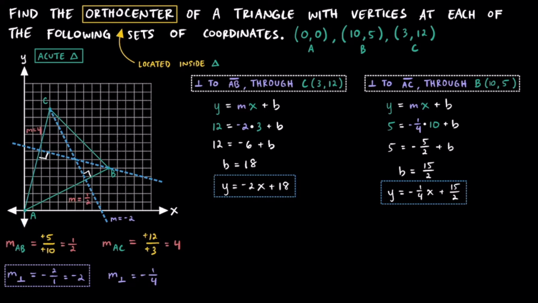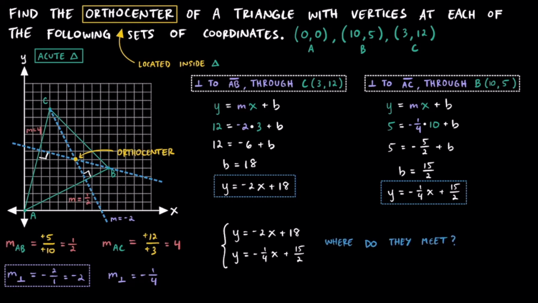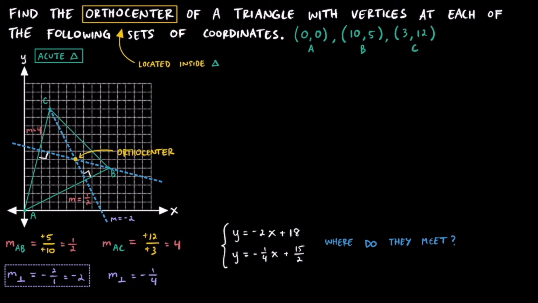This point of intersection where these 2 altitudes meet is called the orthocenter. While their point of intersection seems pretty clear in this diagram, let me show you how to find it algebraically in case it doesn't. Basically, we're just going to take the 2 equations of the altitudes we just found and solve them as a system together.